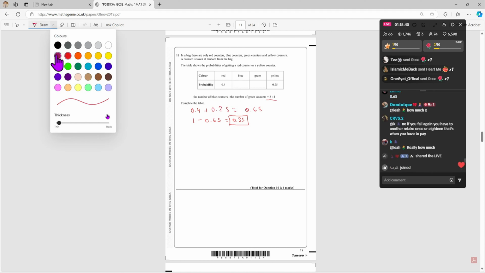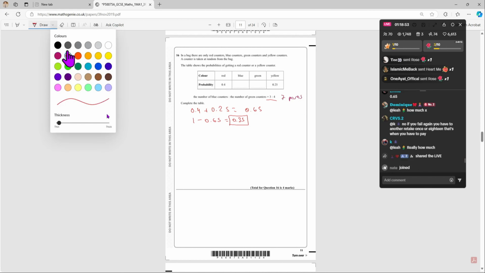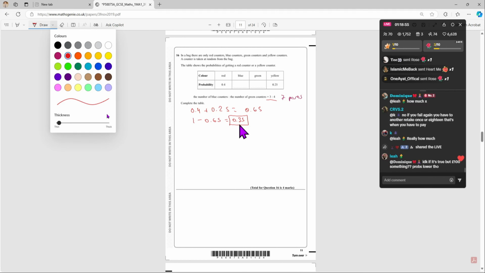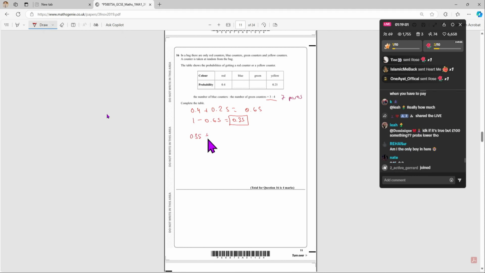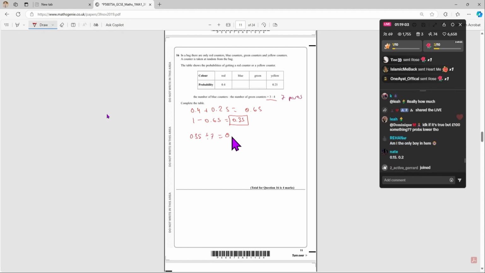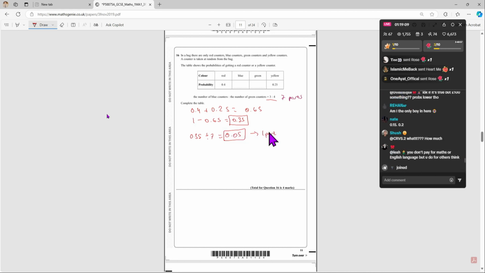So we know that this ratio has a total of 7 parts. Basically, we do 3 plus 4, we're going to get 7, right? Now, we have to share 0.35 in the ratio of 7. So we're going to do 0.35 divided by 7 first to get 0.05, which is worth 1 part of the ratio.